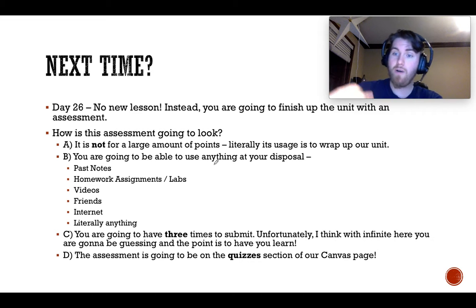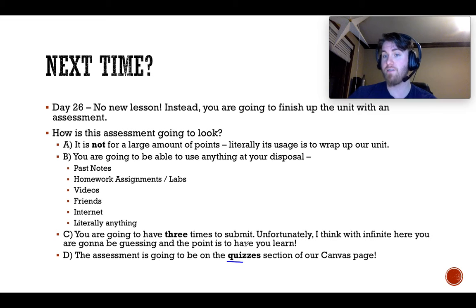So I want to go through how this looks. Whenever you hop on for our next class period, day 26, your job is to go into the quizzes section of our Canvas page. Right there, I'm going to have an assignment that says Unit 7, Waves and Harmonics, done. This is the assessment, and it's just going to have a couple of questions. You're going to have to solve some problems. It's going to look very similar, but nowhere near in length to the type of tests we've had in the past.